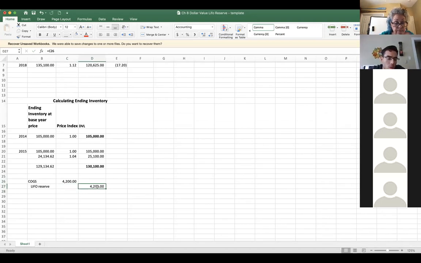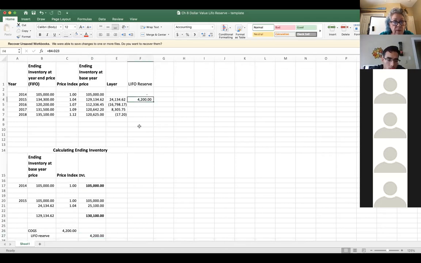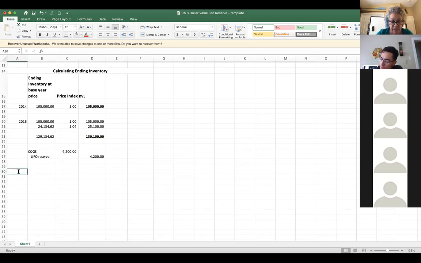Okay. Really quickly, where did that 4,200 come from? Look at my formula: it's the difference between my inventory at FIFO and my inventory at LIFO. Okay, thank you. So it's the 134.3 minus the 130,100. You're welcome. All right, so now let's do 2016.